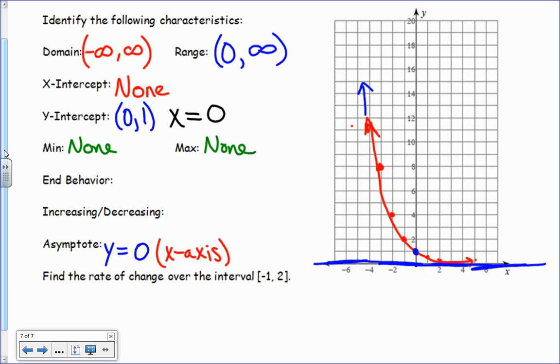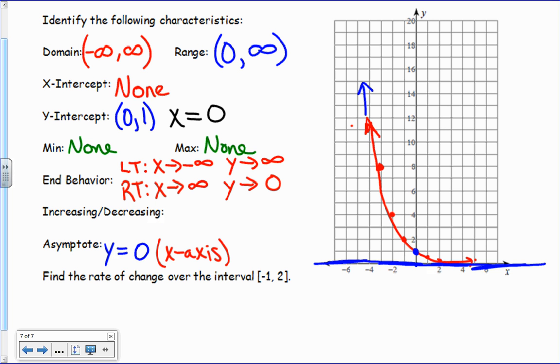Now, end behavior. Again, we have two ends. There's a left end and there's a right end. On the left-hand side of the graph, all of the x values are moving to -infinity. And on the right-hand side of the graph, the x values are moving to +infinity. Now, if you look at the left-hand side of the graph, you notice that the arrow on the left is pointing up. So that means that on the left, the y's are going to +infinity. On the right-hand side, the graph is flattening out at the asymptote, so that means the y's are moving to the asymptote, which is at 0.